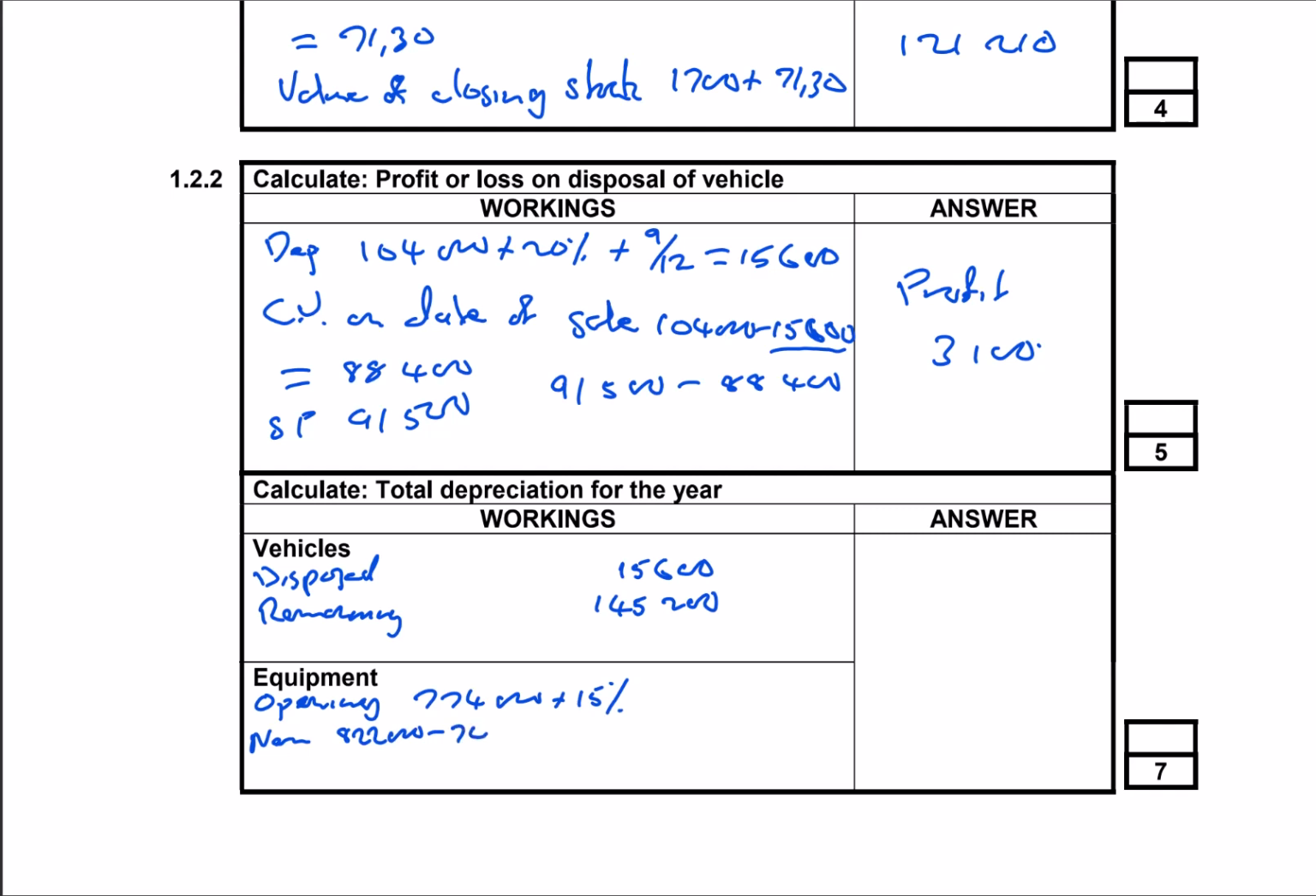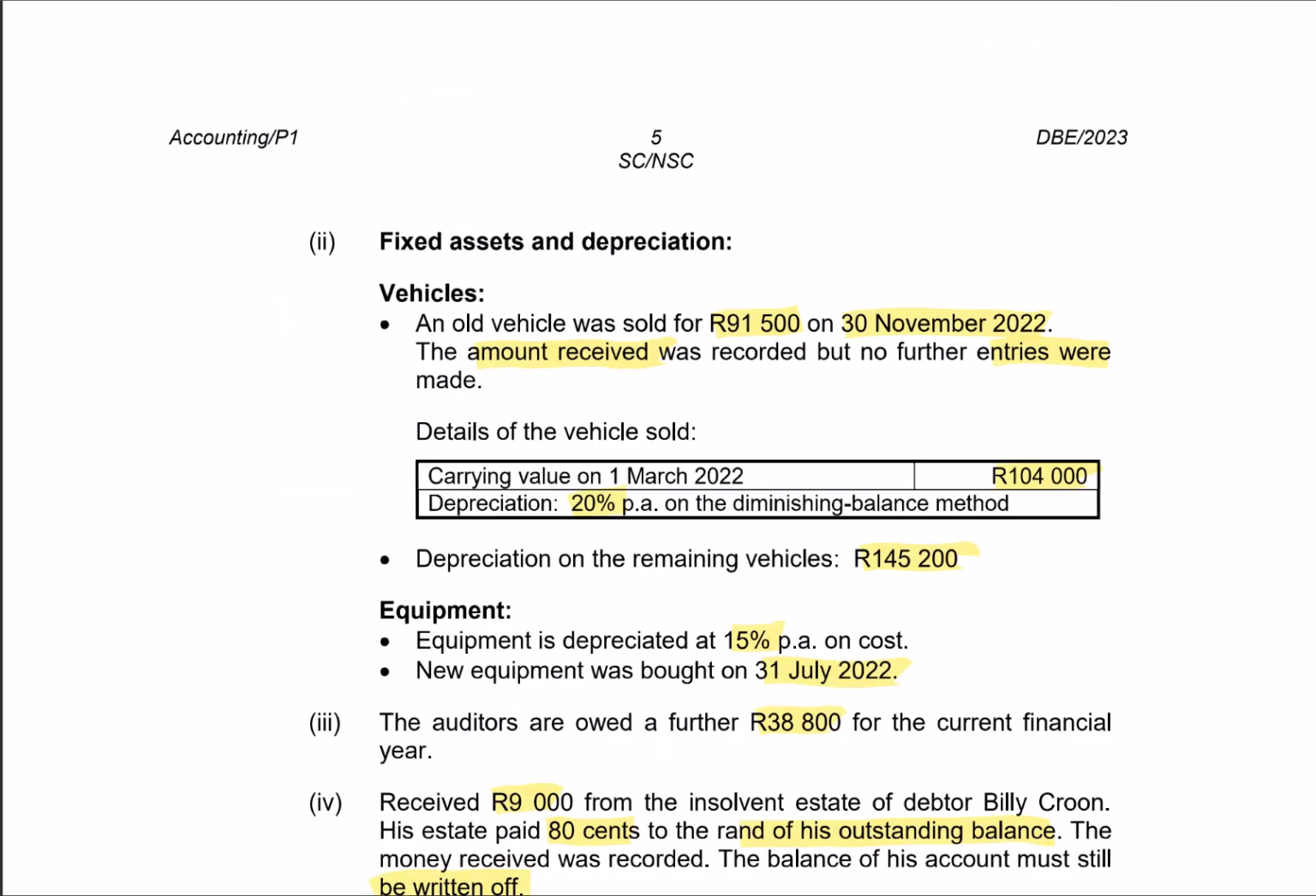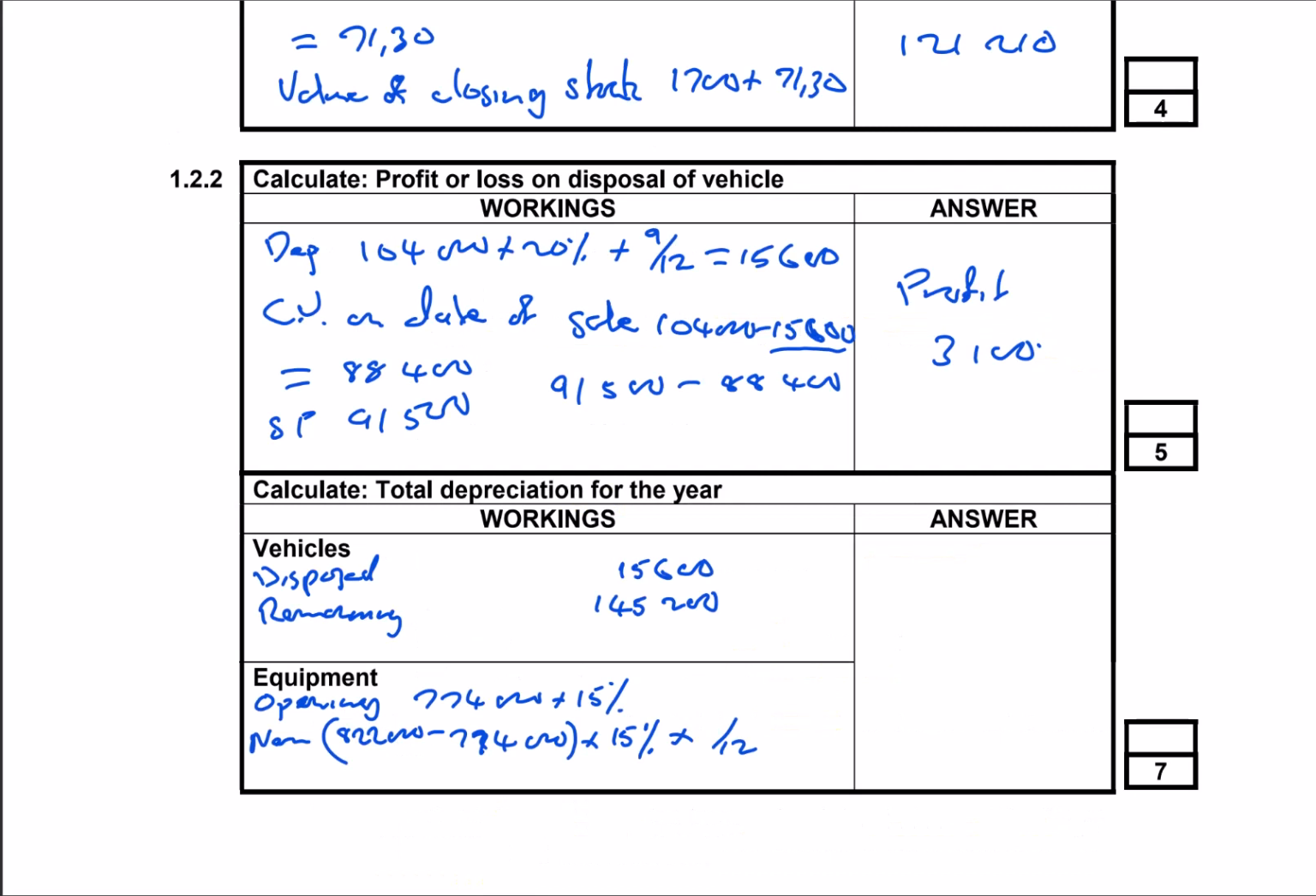minus 774,000. All this multiplied by 15%, times... it was bought on 31 July. So we are calculating depreciation for the time it was in use. 31 July was the last day of the month, so we say August, September, October, November, December, January, February. That's 7 months. Right, I almost got it wrong there.